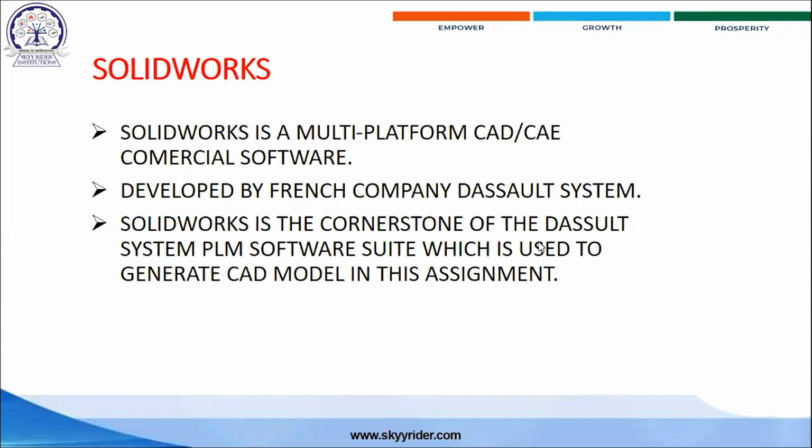First, let's know about the SolidWorks software. SolidWorks is a multi-platform CAD, CAM, and CAE software. CAD is computer-aided designing, and CAE is computer-aided engineering. The latest version has added some CAM, computer-aided manufacturing, so with the help of this software we can do design, analysis, and manufacturing as well. That's why it is a multi-platform software, where you can add CAM and CAE to the commercial CAD software.